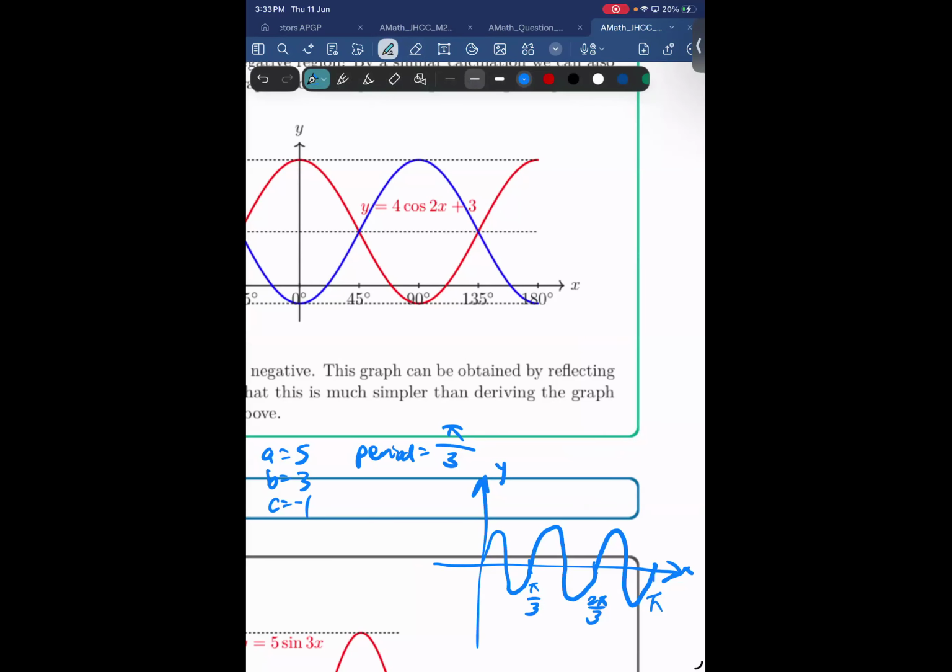Then all I need to do afterwards is, let's treat this as constant: this will be 5, and this will be -5. Then c is -1, so once I have this graph, all I need to do is shift it down by 1 unit.